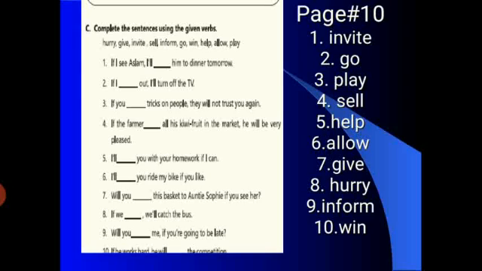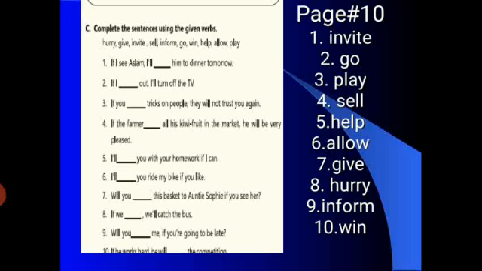Now come to page number 10 of your textbook. You have the exercise C. Complete the sentences using the given words. Hurry, give, invite, sell, inform, go, win, help, allow, and play. So these are the 10 words and we have to use them according to the rule.